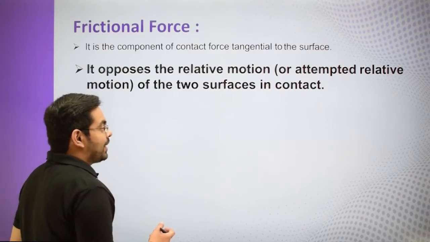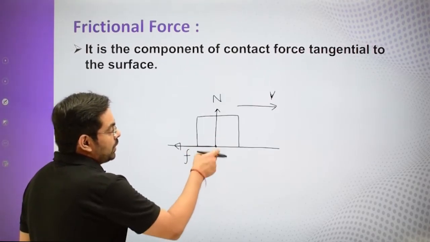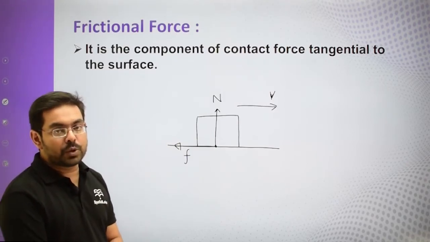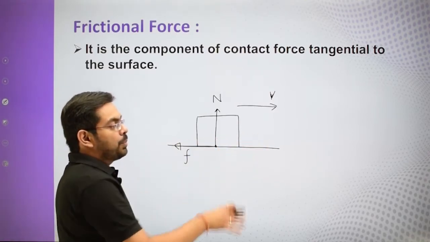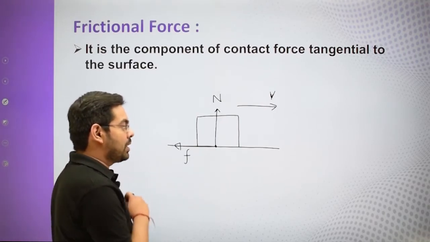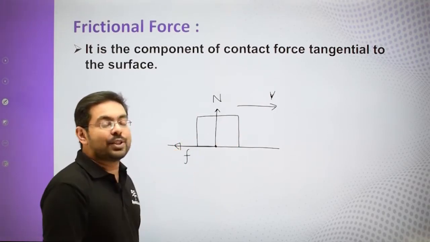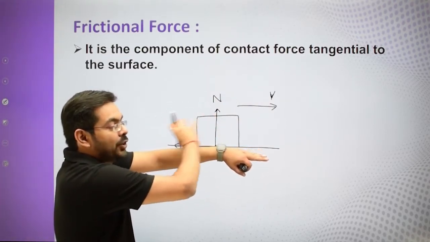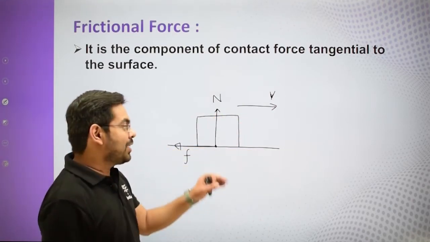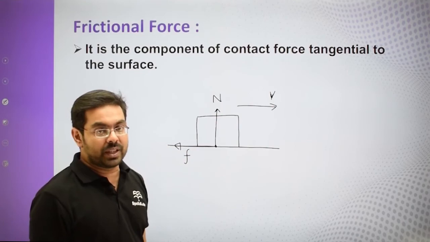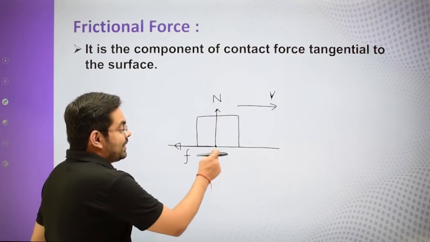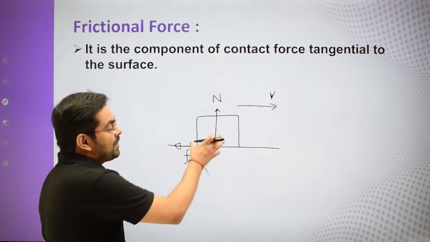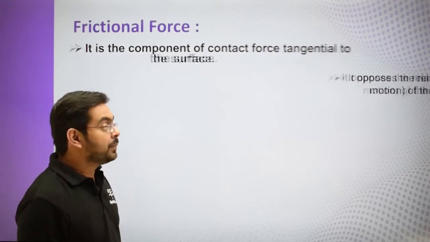Like in the previous slide we just saw that these two blocks are in contact, and if this block was not moving, there was no tendency of motion of this block, then this friction would not arise, because there is no tendency of relative motion between the surface and the block. They are not trying to move with respect to each other. But as soon as this block starts moving in the forward direction, this surface tries to stop the relative motion. This surface tries to stop the sliding of the block on it, right?